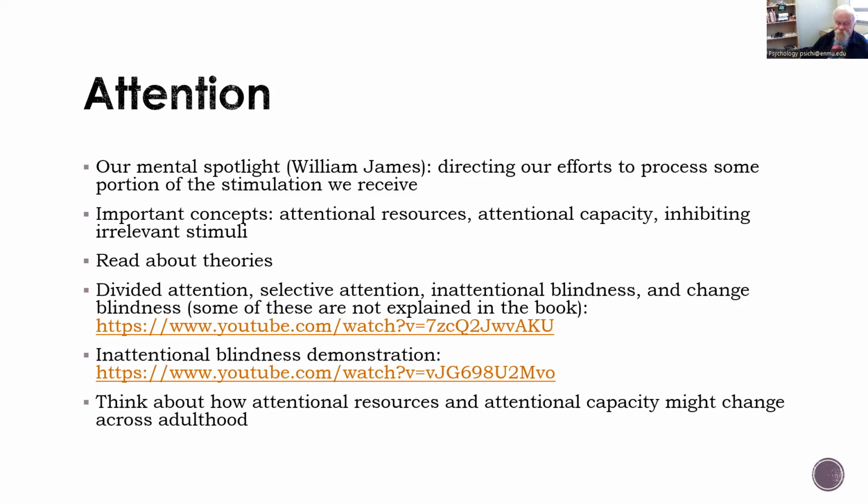All right, and earlier at the very beginning of the lecture, I talked about inhibition. How do we inhibit things that are irrelevant to what we're shining our spotlight on, okay? Either visually or hearing or taste or touch, right? Okay, in your book, read about the theories of attention because those are important.